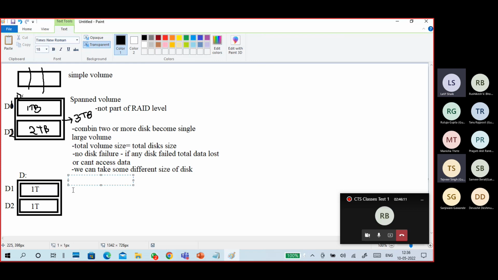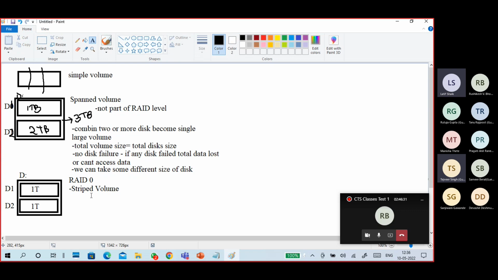It is RAID level 0, also called a striped volume. Instead of telling what a striped volume is, I told you it is a RAID 0 level and it is called a striped volume. So what is this? A combination of two disks, and we will get one single large volume.